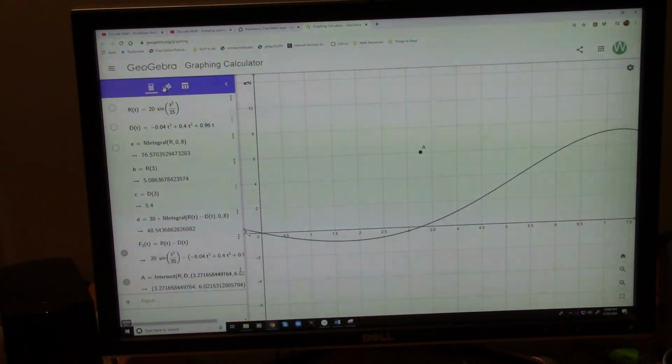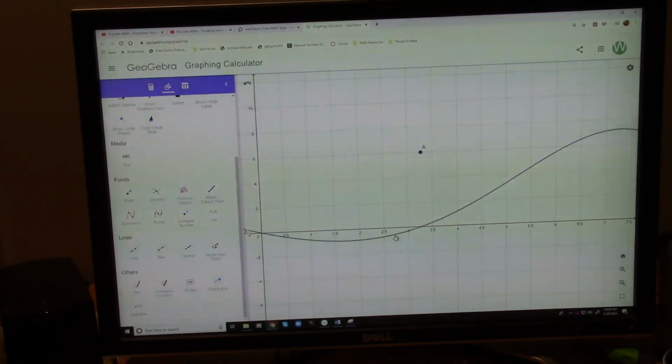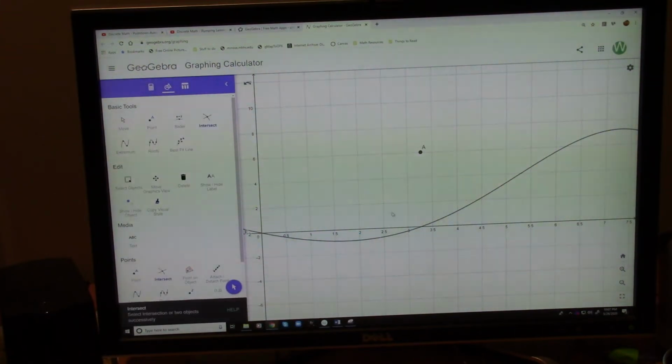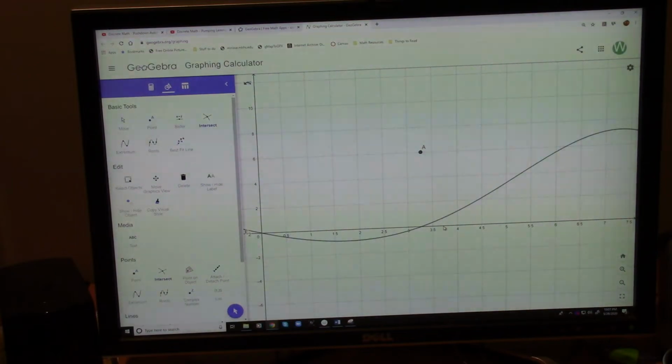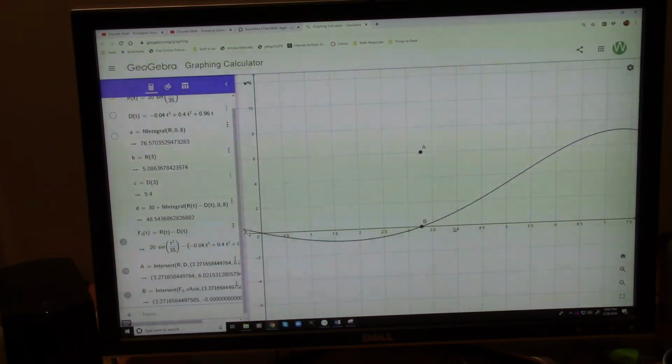So we can just do this intersect thing again. I'm showing both options, and I click on the curve and then the x-axis and the curve. Did that actually work? No, seemingly not. Let's try. Oh, I forgot to click intersect. X-axis, curve. Boom. B. And so what is B? It's where the r minus d function is 0.